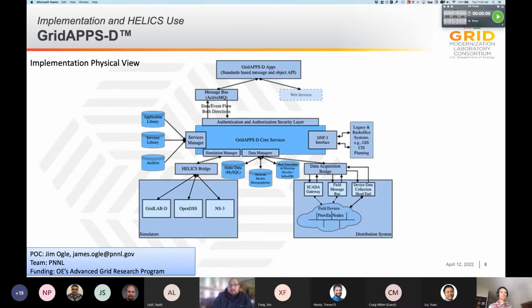That's kind of the biggest takeaway, or the biggest event we've done with GridAPPS-D so far. Awesome. Well, thanks so much, Andy. This is a really exciting project for sure, and it's neat to see these integrations in yet a different space.